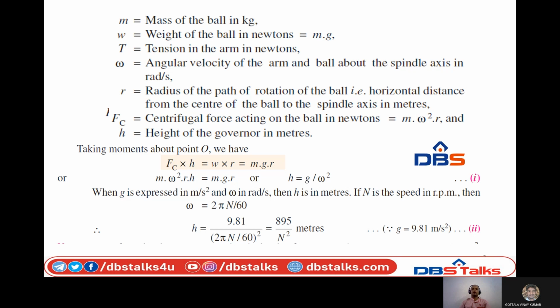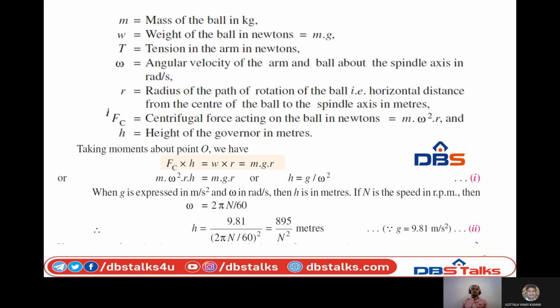Represent omega as 2 pi N by 60 and g as 9.81. By placing all the values in the above equation, we get h is equal to 895 by N square. This is the final formula. We need to remember that.